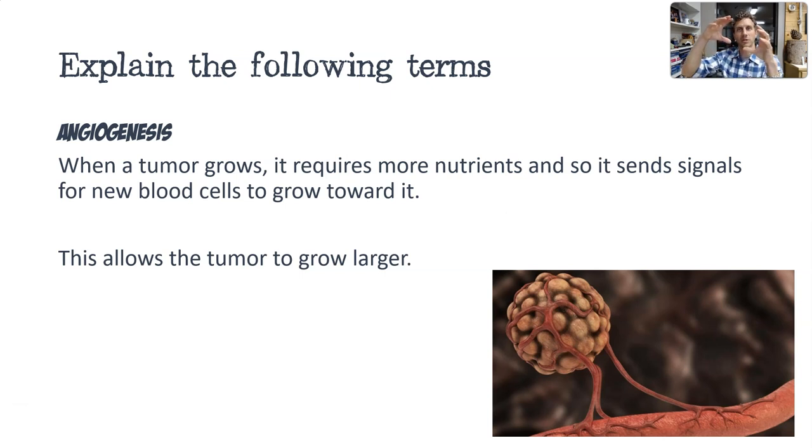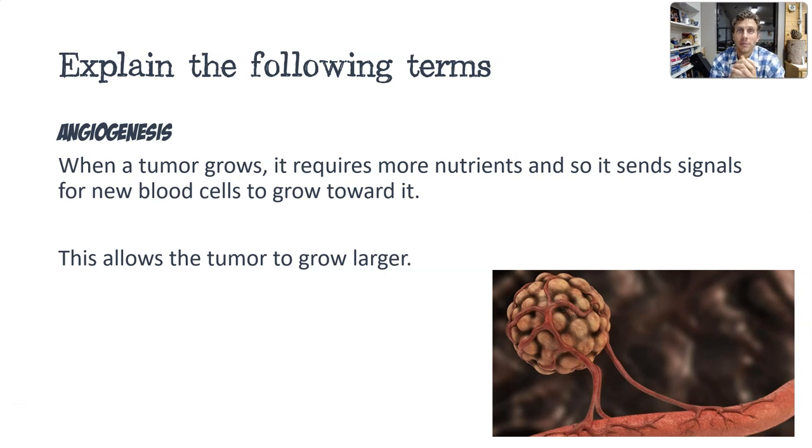And so when it grows to a certain size, it'll actually send signals for new blood cells to grow toward it. Okay, it's the start, the beginning of new blood vessels towards that tumor. So genesis, start, beginning. Okay, genesis, you get the idea of making, creating. And so that allows the tumor to grow larger. Okay, the fact it will send signals for new blood vessels to grow toward it so that it can feed itself.